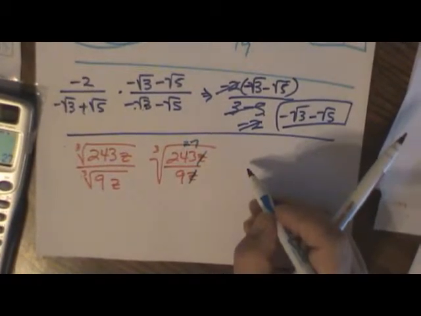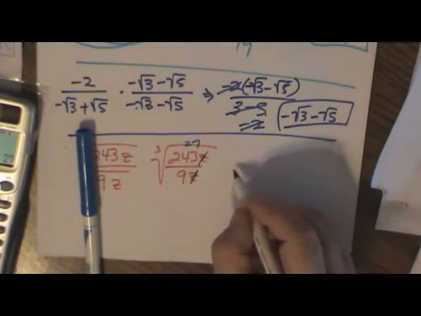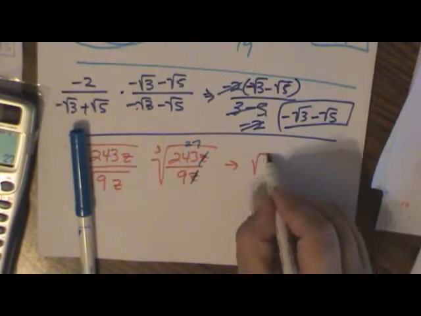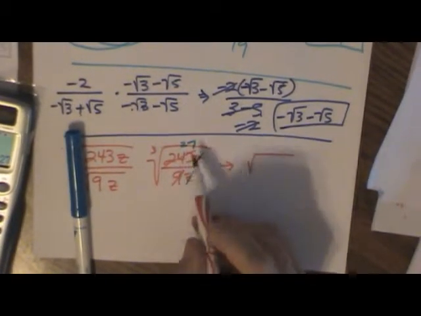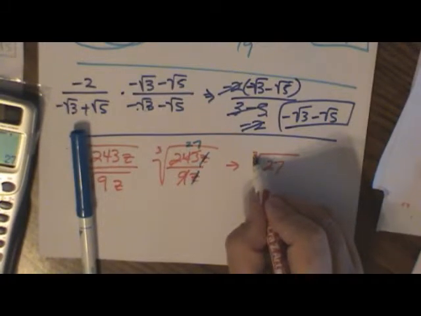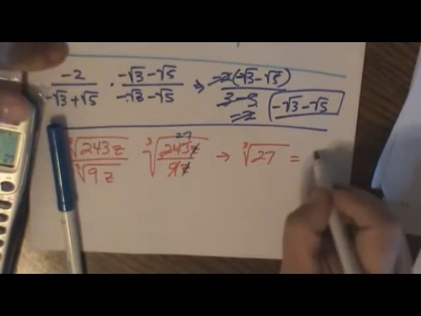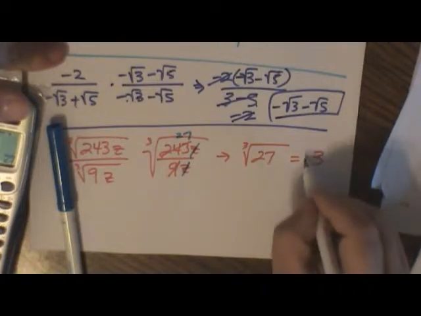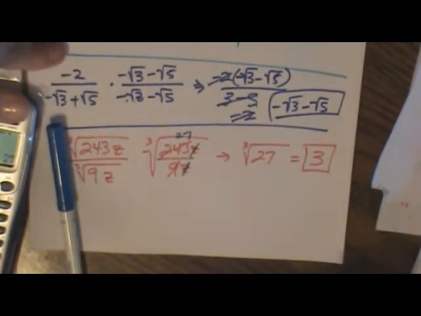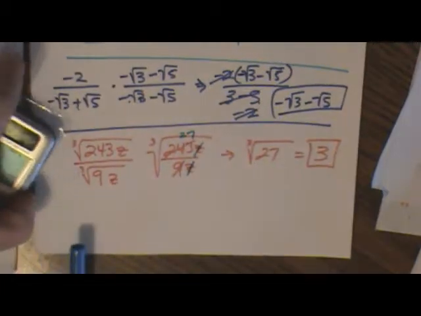So because that canceled, leaving us with 27 inside, we have the cube root of 27, and the cube root of 27 is 3, because 3 times 3 times 3 is 27. So our answer for that one is 3.